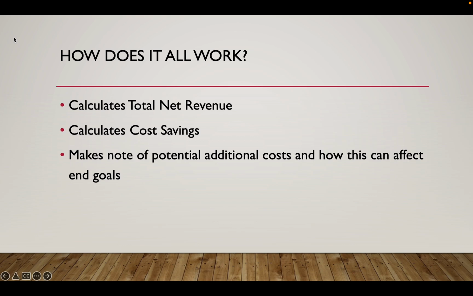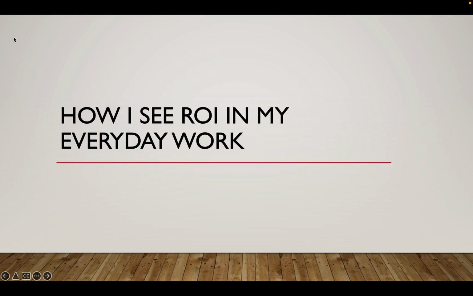And then also, and this is the special thing about ROIs, they make note of potential additional costs and how this can affect the end goals. So for example, with Moodle, how much it's going to cost for each student to have a course, exam, etc. Random things like that may come in that you don't necessarily think of as costs when you're coming to these things.